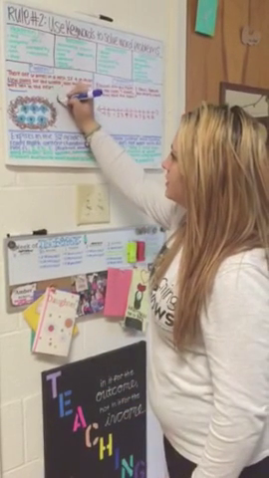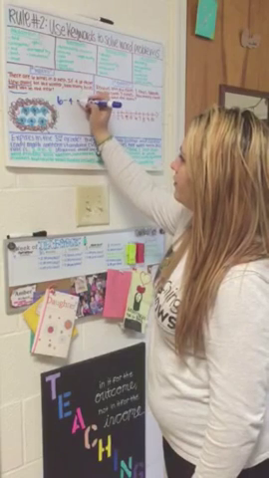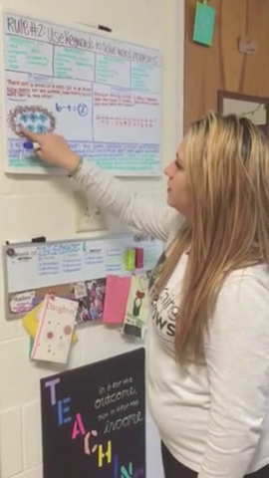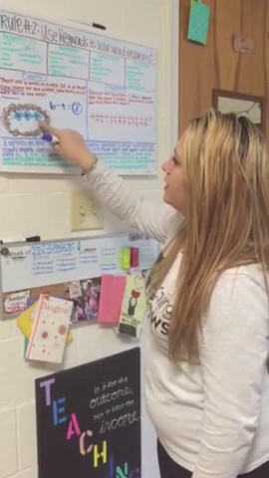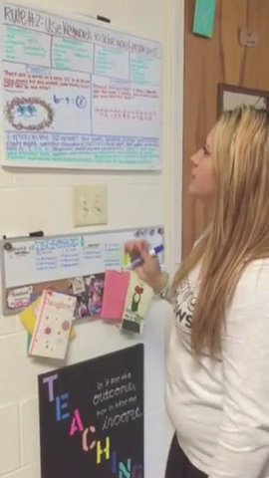So we have 6 birds, 4 of them left, so we take away 4, and that gives us 2. So let's look at it here. There's 6 birds, 4 of them flew away, and we're left with 2 birds.